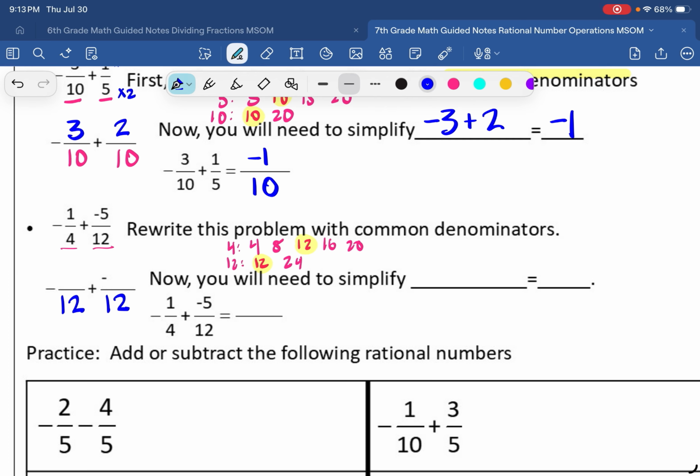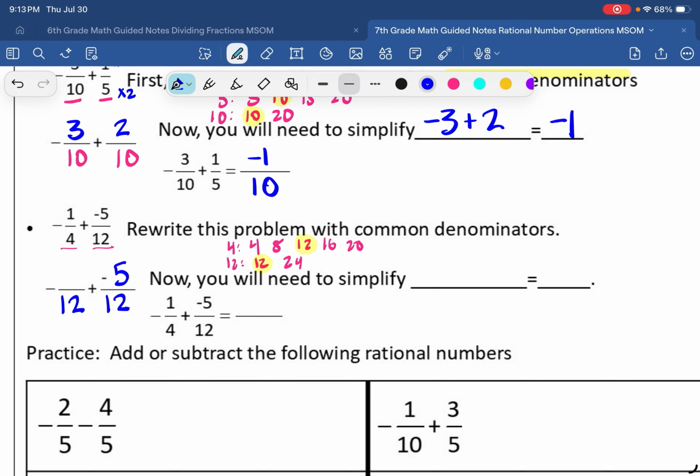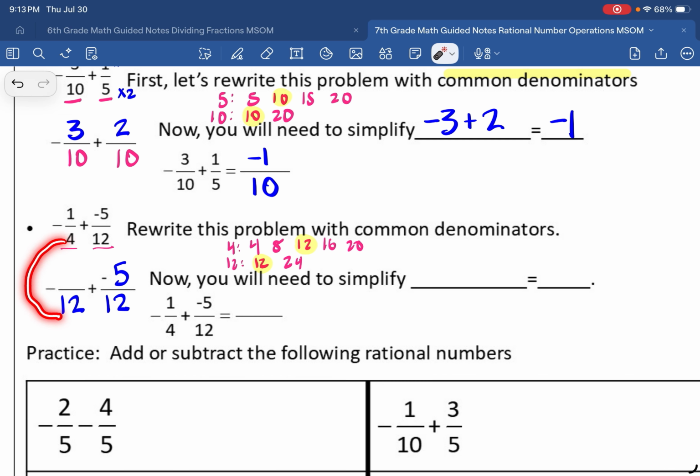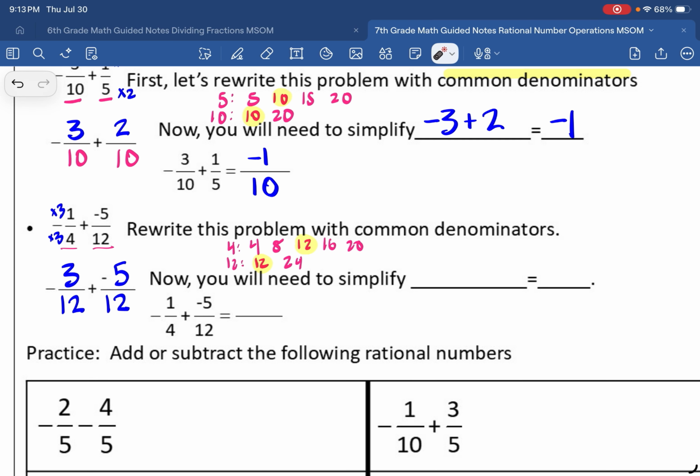My second fraction is already written with a denominator of 12, so that will not change. My first fraction has a denominator of 4, and it needs to change to 12. So 4 times what is 12? 4 times 3 is 12. So I'm going to multiply the numerator and the denominator by 3. So 3 times 1 is 3, and then 3 times 4 is 12. So now my denominators are equal, and I can simplify my numerators.